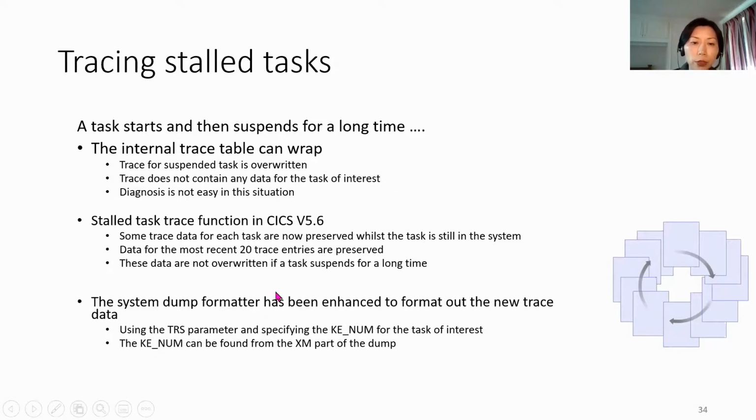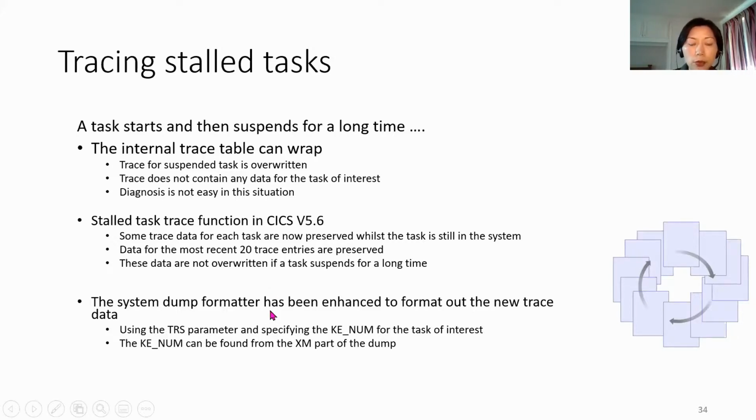So in 5.4, we introduced a stalled task trace function. We can now preserve some trace data for each task in the system. We keep the data for the most recent 20 trace entries. Those trace entries are not overwritten if the task is suspended for a long time.